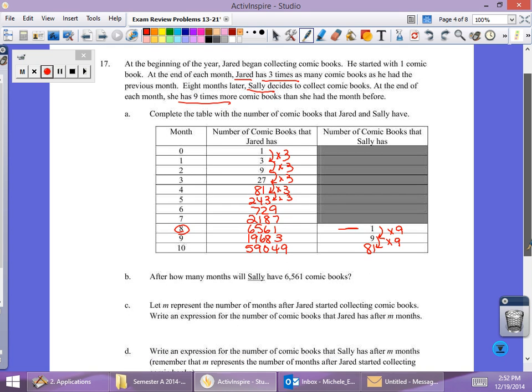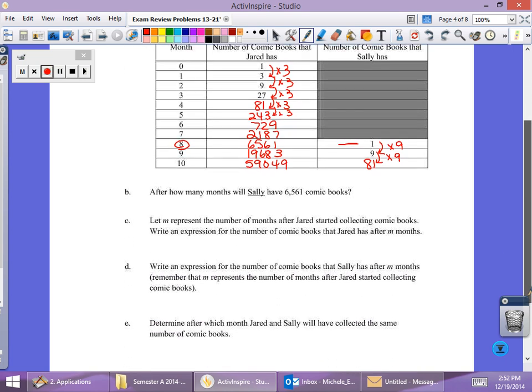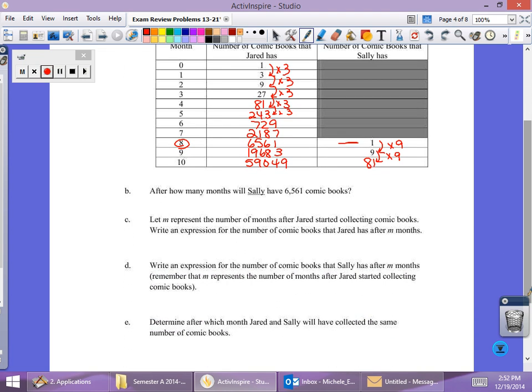Okay, now after how many months will Sally have 6,561 comic books? Well, what we could just do is go ahead and keep going on the table and see how long it's going to take. So if we go to month 11, and we multiply by 9 again, we're going to get 729. Still not enough. So let's go another month. If we multiply by 9 again, we are going to get 6,561. So that's the number that we wanted.